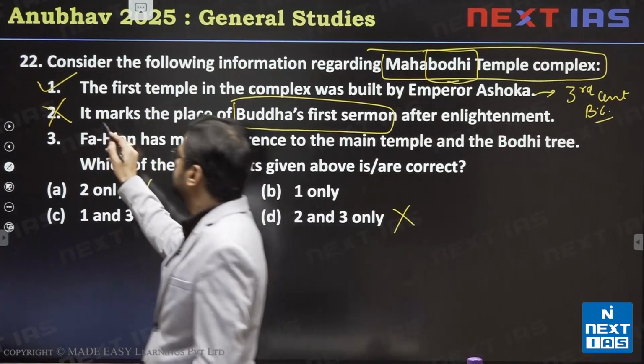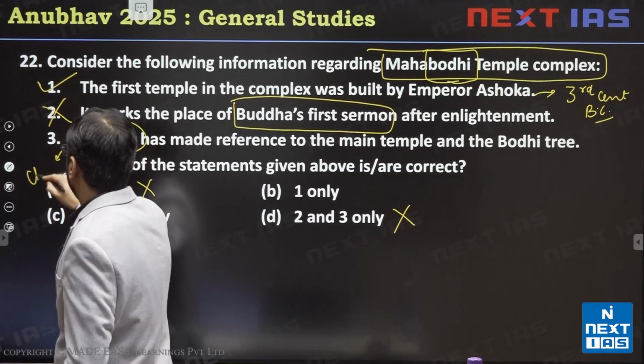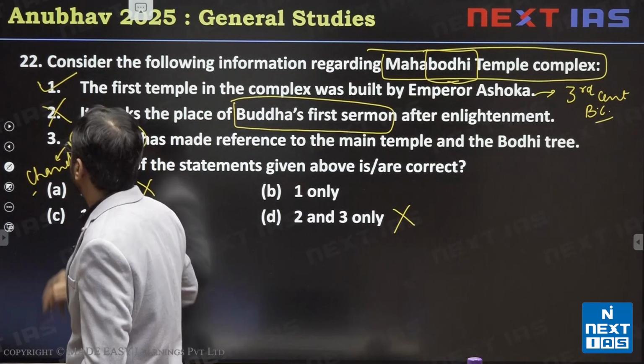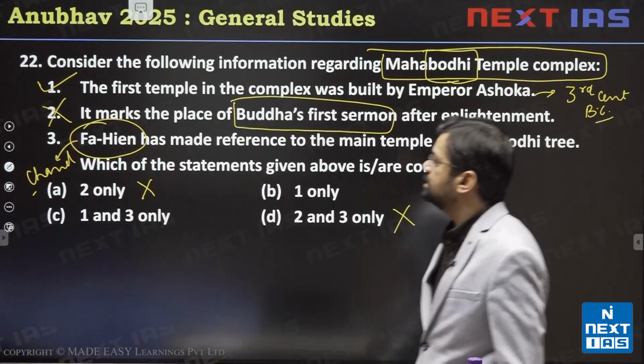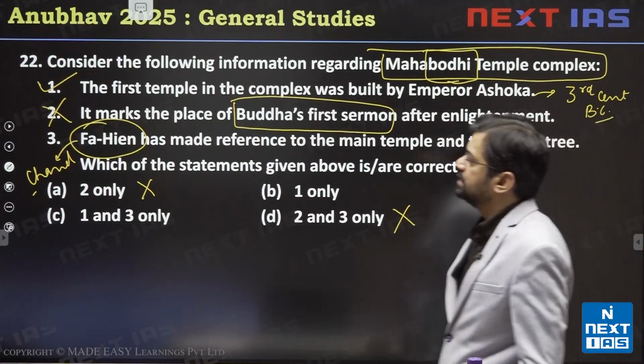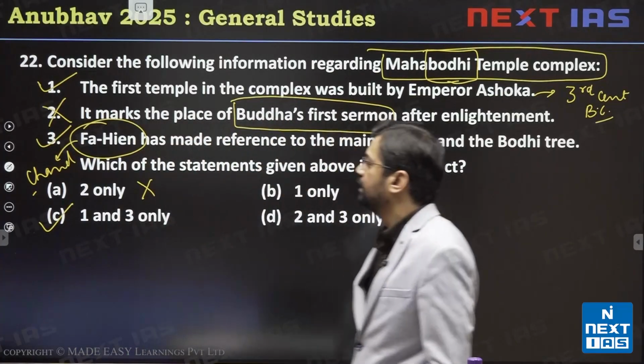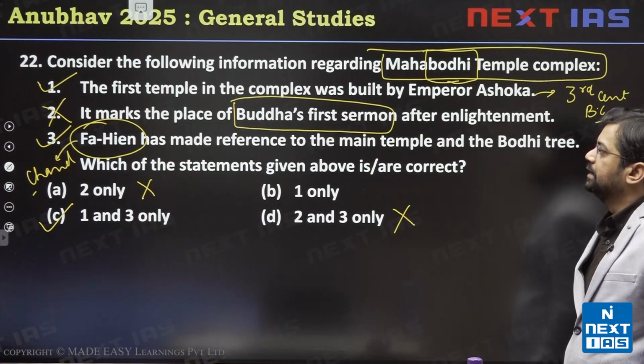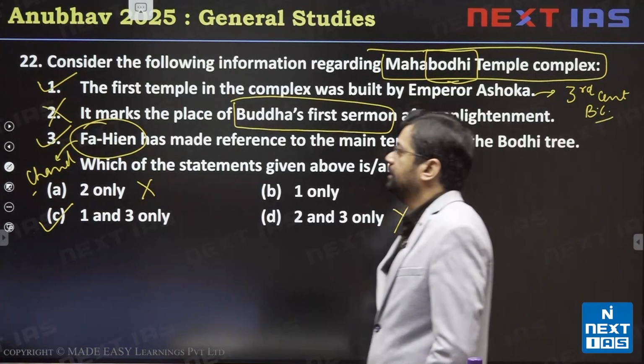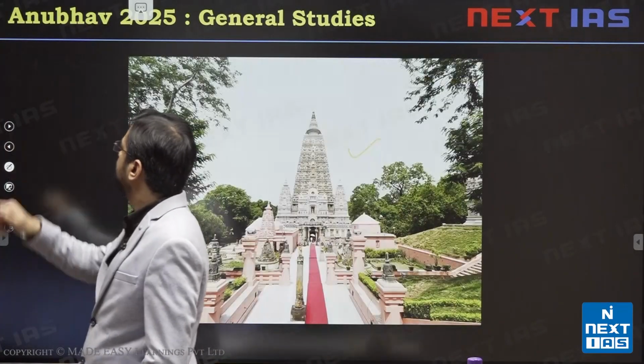So Fahien, who visited during Chandragupta II, also made the reference regarding this Bodhi tree. So the third statement is also correct. So finally we are going to have first and third. That's why the answer is going to be C. Okay. Now moving towards the next question.